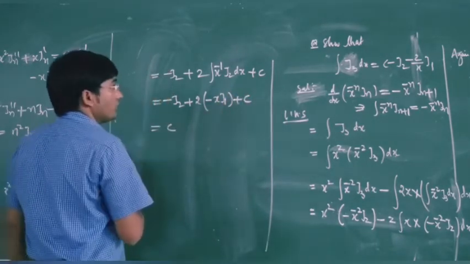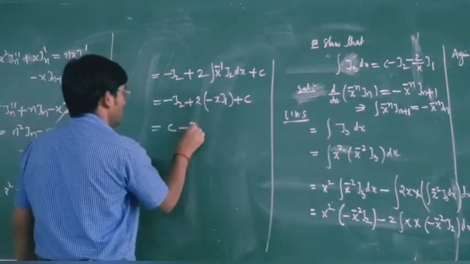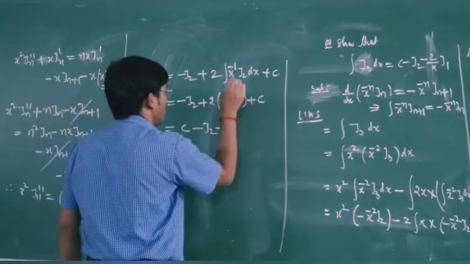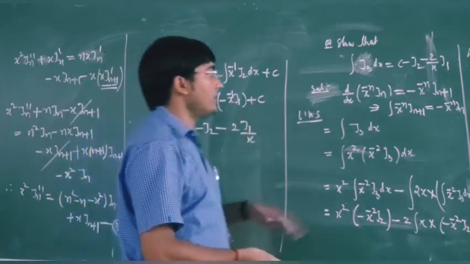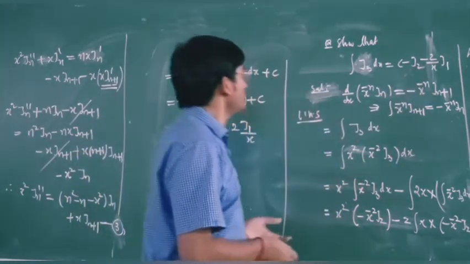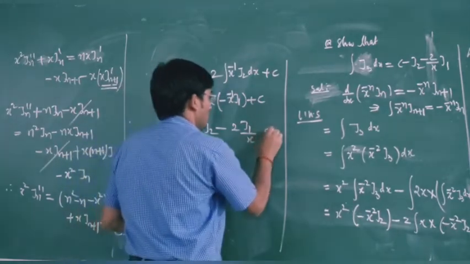So this is equal to c minus j2, minus this is x power minus 1, so minus 2 into j1 upon x. So this is what we have to do. So this is the solution of this part. This is your answer.